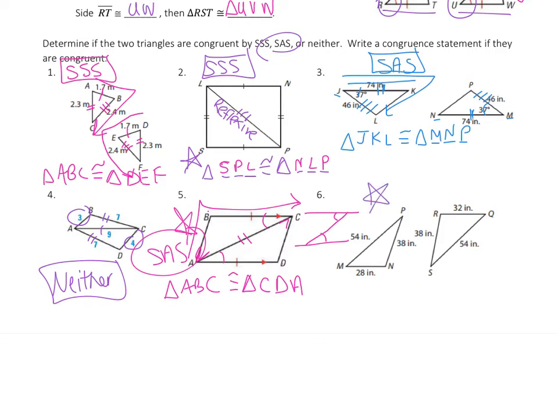I would like you now to do number 6, and are they congruent by side, side, side, or side, angle, side? You should have seen that these two sides are congruent. There's a 38 in both of them, but we do not have two sides that are congruent, so this would be neither because we don't have another angle as well to go with it.